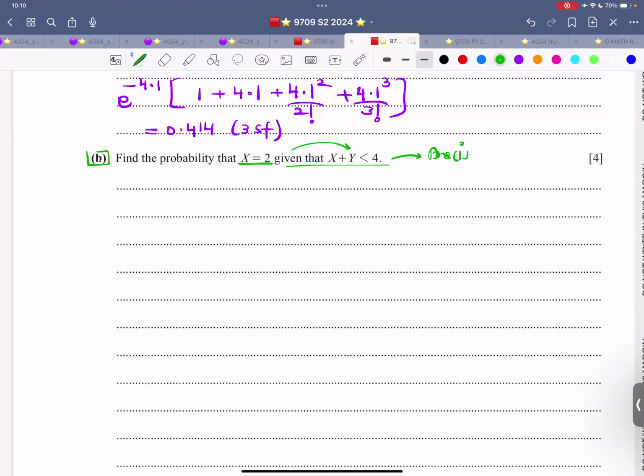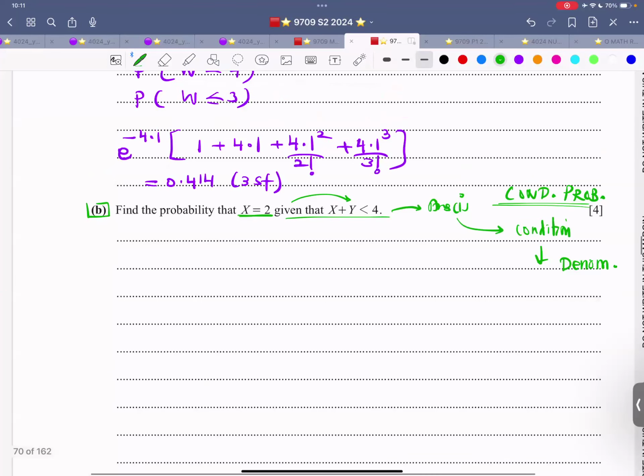Keep that in mind. So first of all, it's a scenario of conditional probability from S1. And the answer of part 1 is the condition. The condition goes down in the denominator, and something relevant out of the condition goes up.